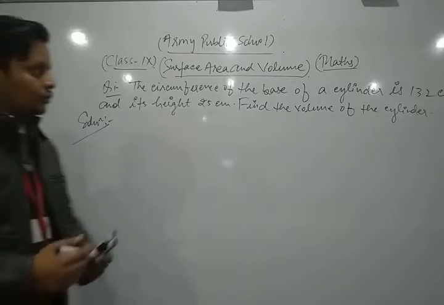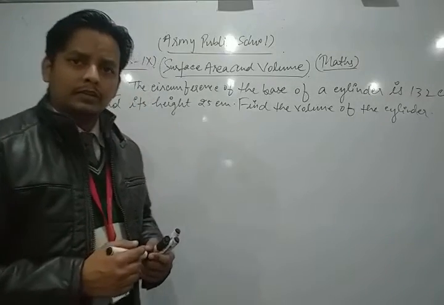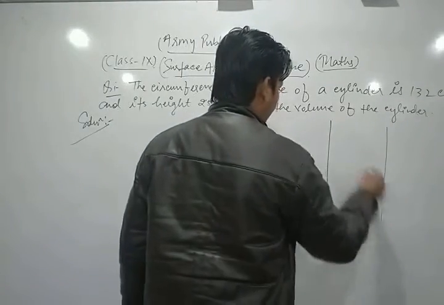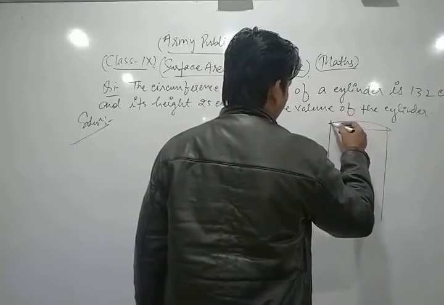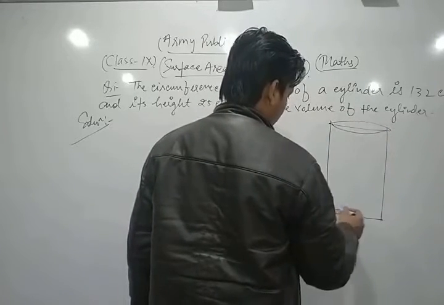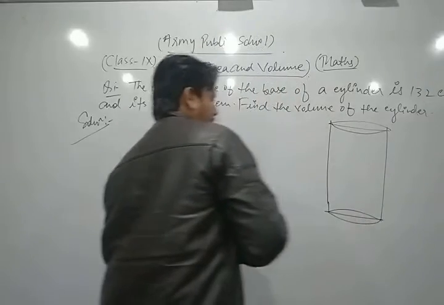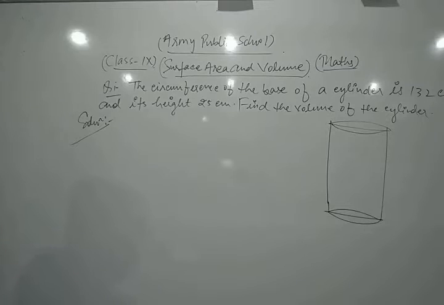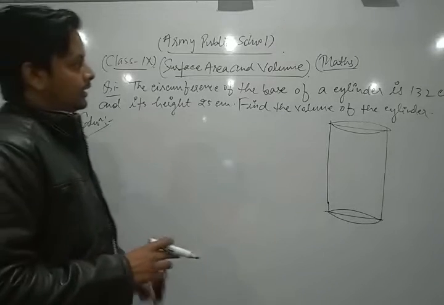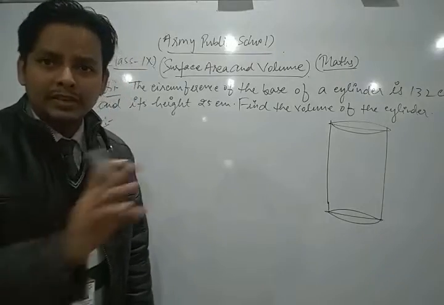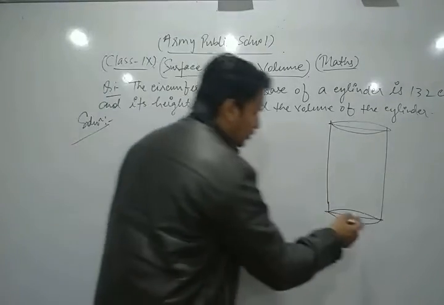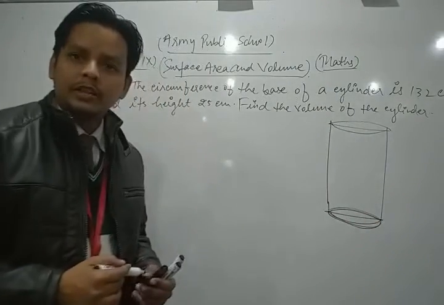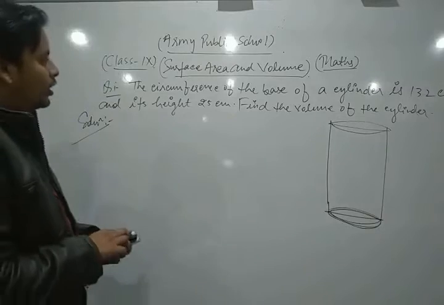Dear friend, this is a very important question based on the cylinder. So first of all we draw the shape of the cylinder. You know that the shape of the cylinder is like that. This is the shape of the cylinder. Now look, the circumference of the base of the cylinder is given, and the base of the cylinder is in the form of a circle. Okay. Now look.